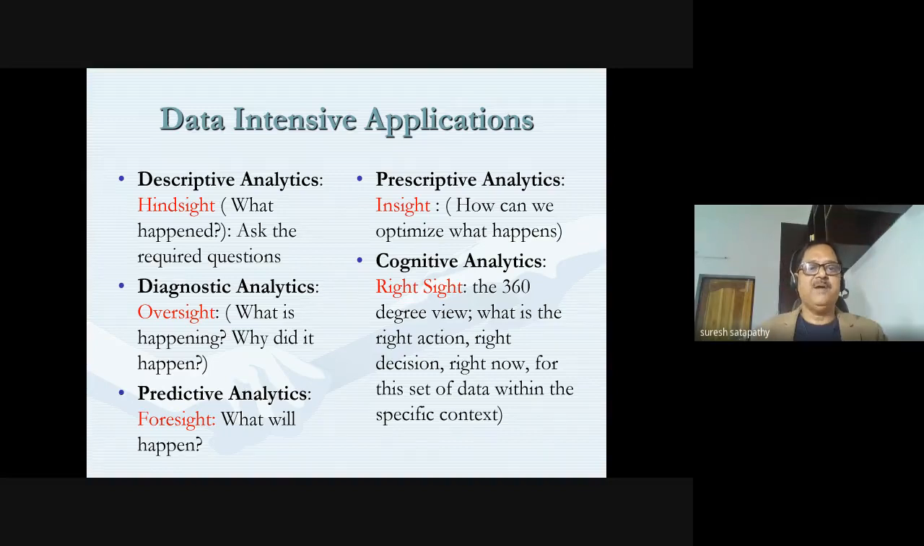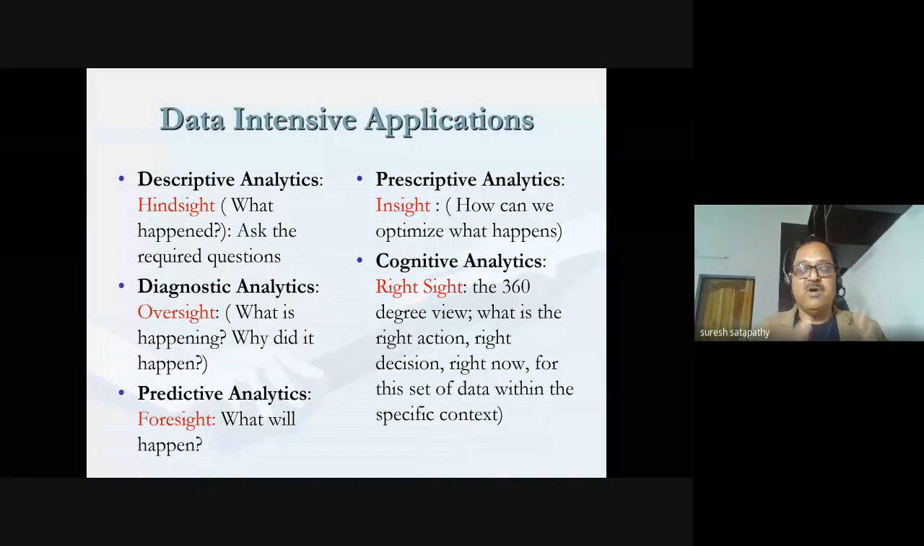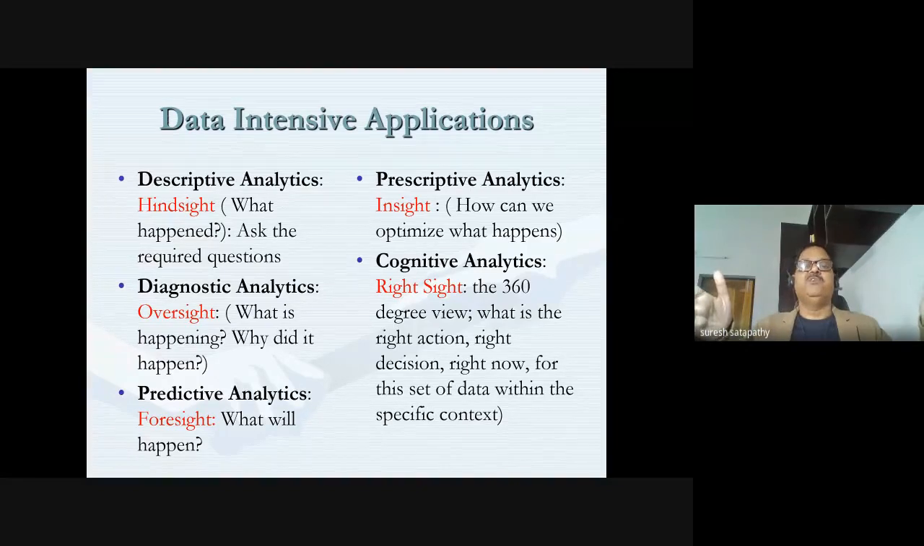See the past, what happened? What is happening? The present, oversight. What will happen? The foresight, predictive analytics. I'm going to predict. And again, some people may think about how we can optimize what happens? Insight, prescriptive analytics. And the other group may think about the right side, cognitive analytics, 360-degree view. They might be thinking about what is the right action, what is the right decision right now for this set of data within this specific context.